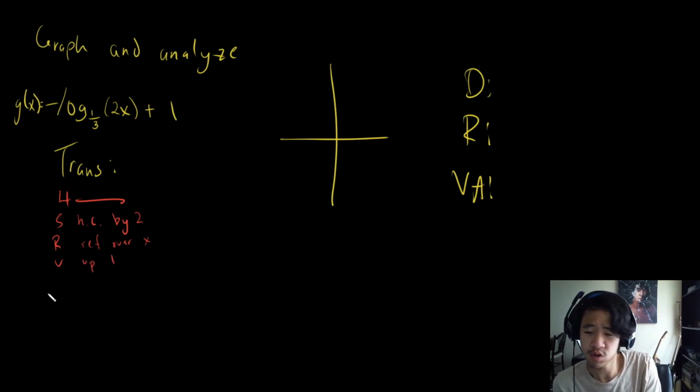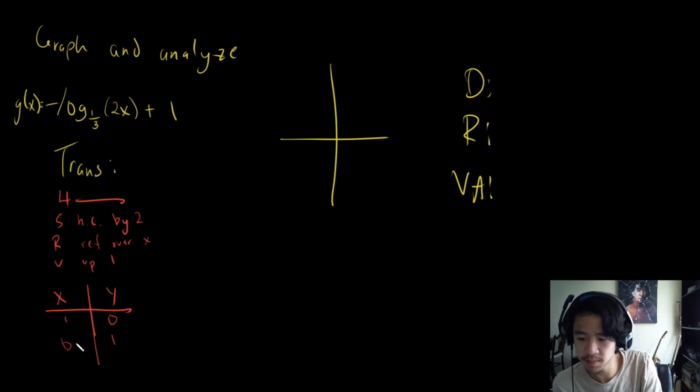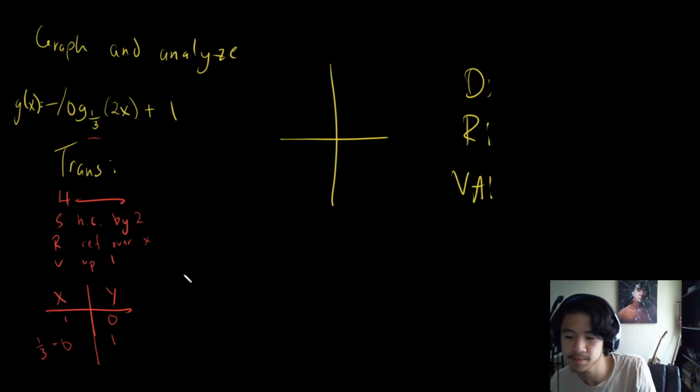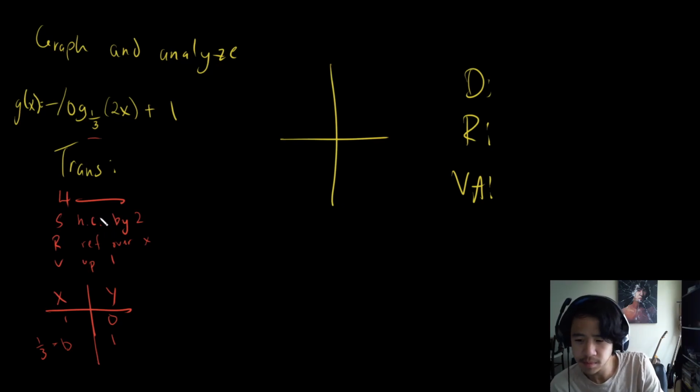So let's go ahead and apply these transformations. So we have, like always, 1, 0, and then b, 1. In this case, our b, our base, is 1/3. So we got 1/3, 1. All right, so we have a horizontal compression by 2.